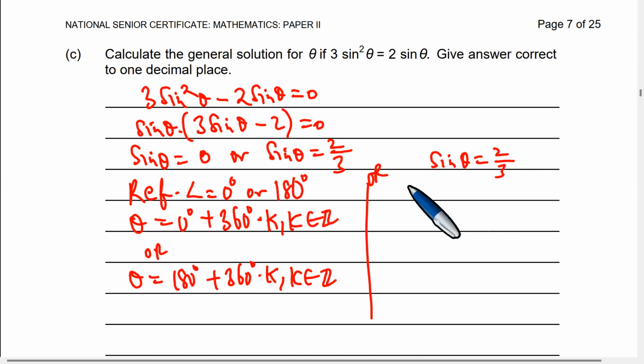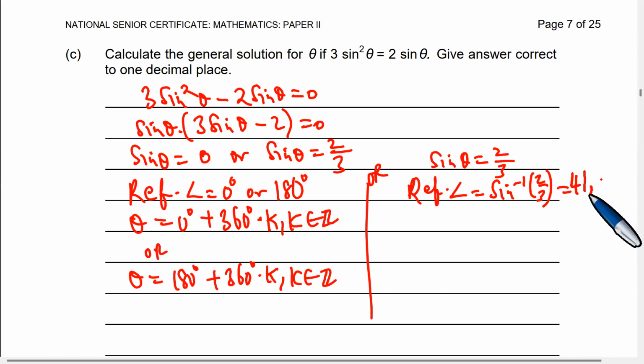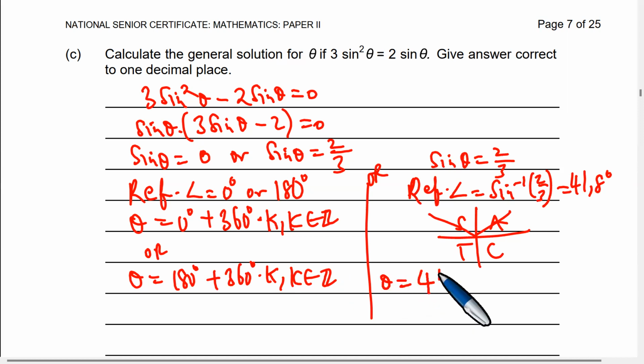So the reference angle here is arc sine of 2/3, which is 41.8 degrees. Right, so the sine is positive. You look at the CAST diagram. Sine is positive in the first quadrant, which means theta is 41.8 degrees, but you add the periods of this, which is 360 degrees times k, where k is an element of Z.